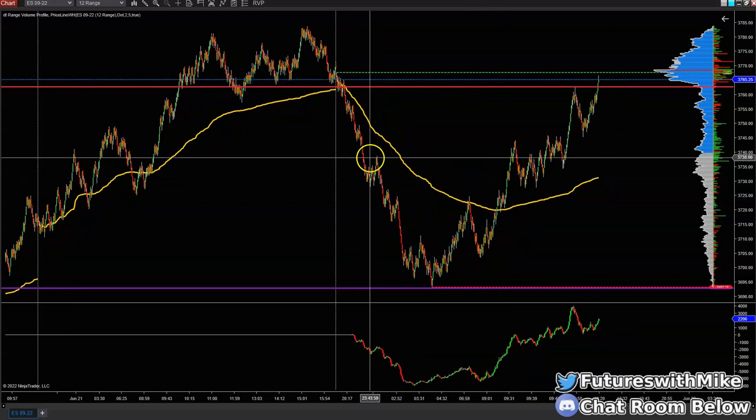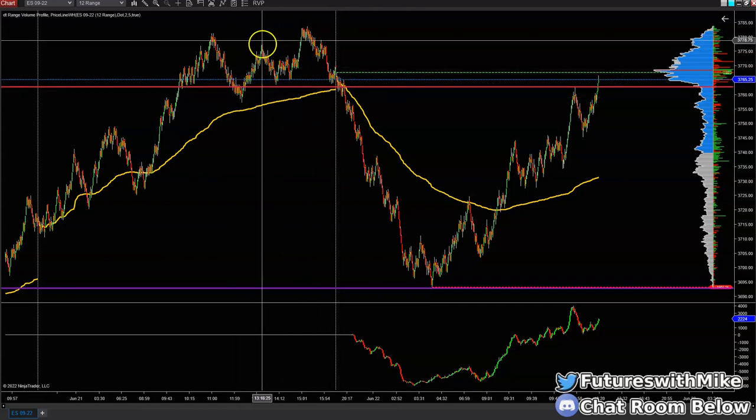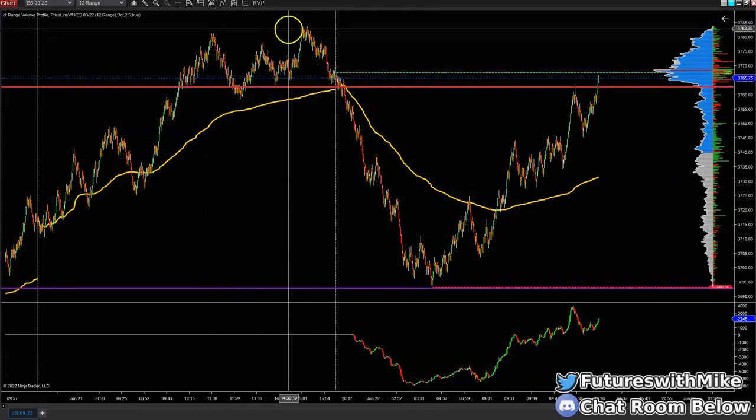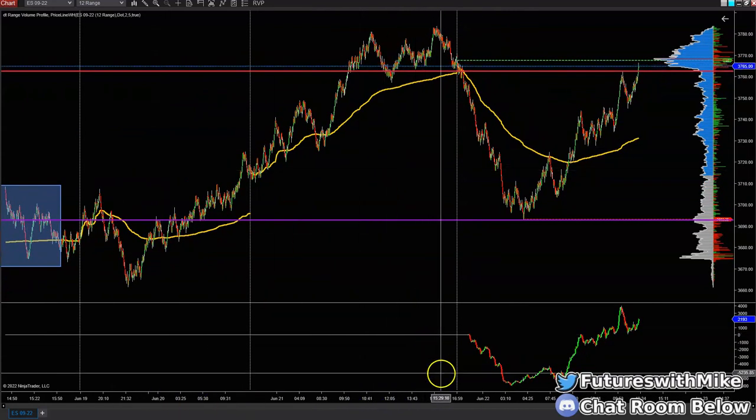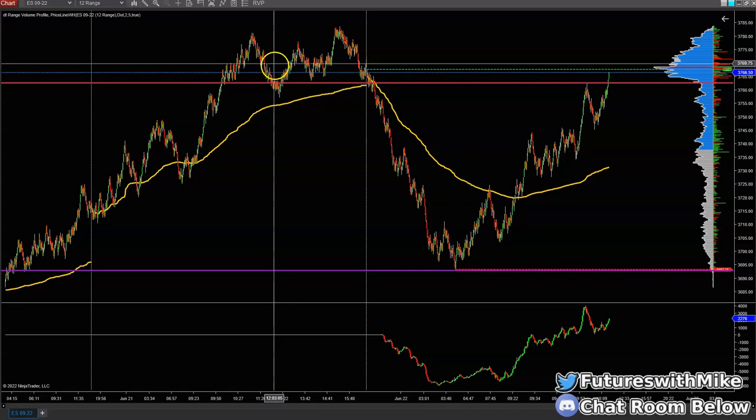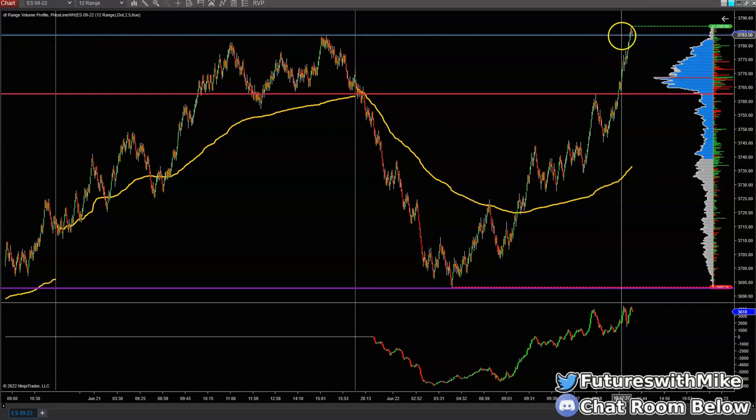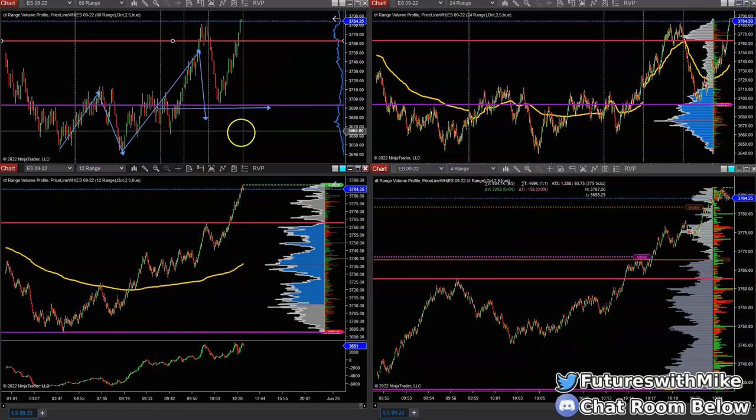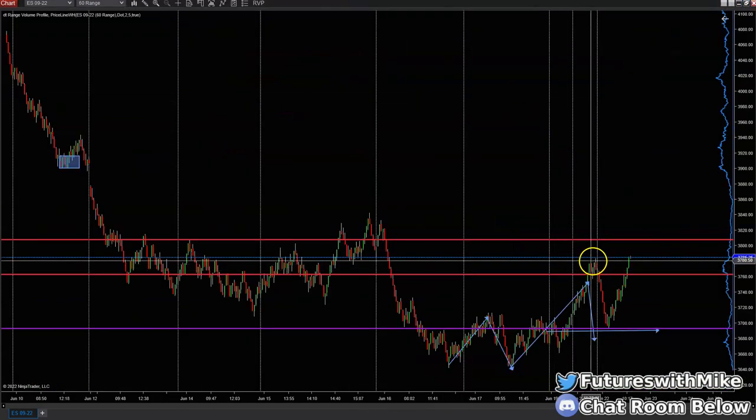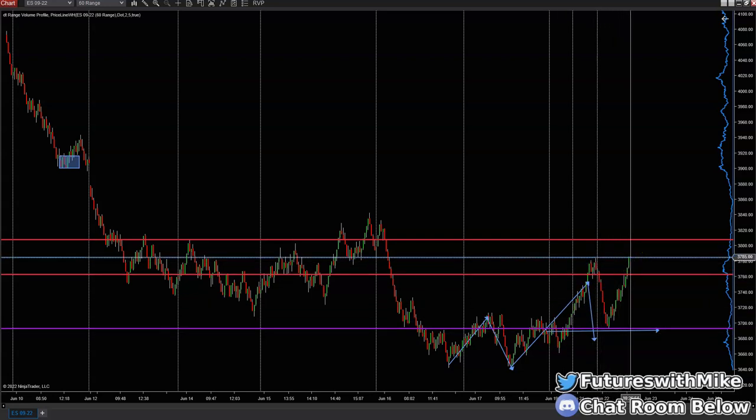Price is moving into this area right here. So let's see. All right, the market just pushed up, making higher highs and higher lows. It came up here and took out this high, which was this high right here. So we're making these higher highs and higher lows as it stands right now.